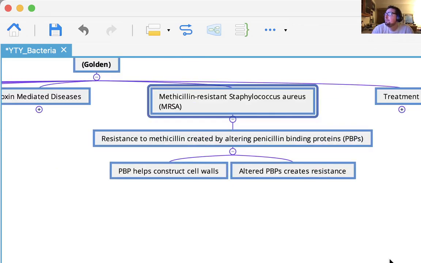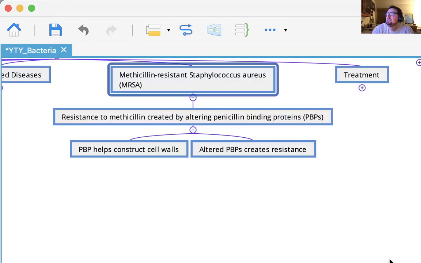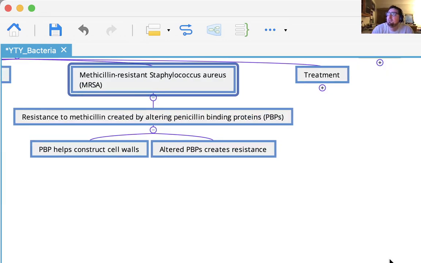A special type of Staph aureus is called methicillin-resistant Staph aureus. This is resistance to methicillin, which is a penicillin drug, and it's caused by the bug mutating and altering its penicillin binding proteins, or PBPs. The PBPs are important in the cell walls, and obviously once they're mutated or altered, now you have resistance.